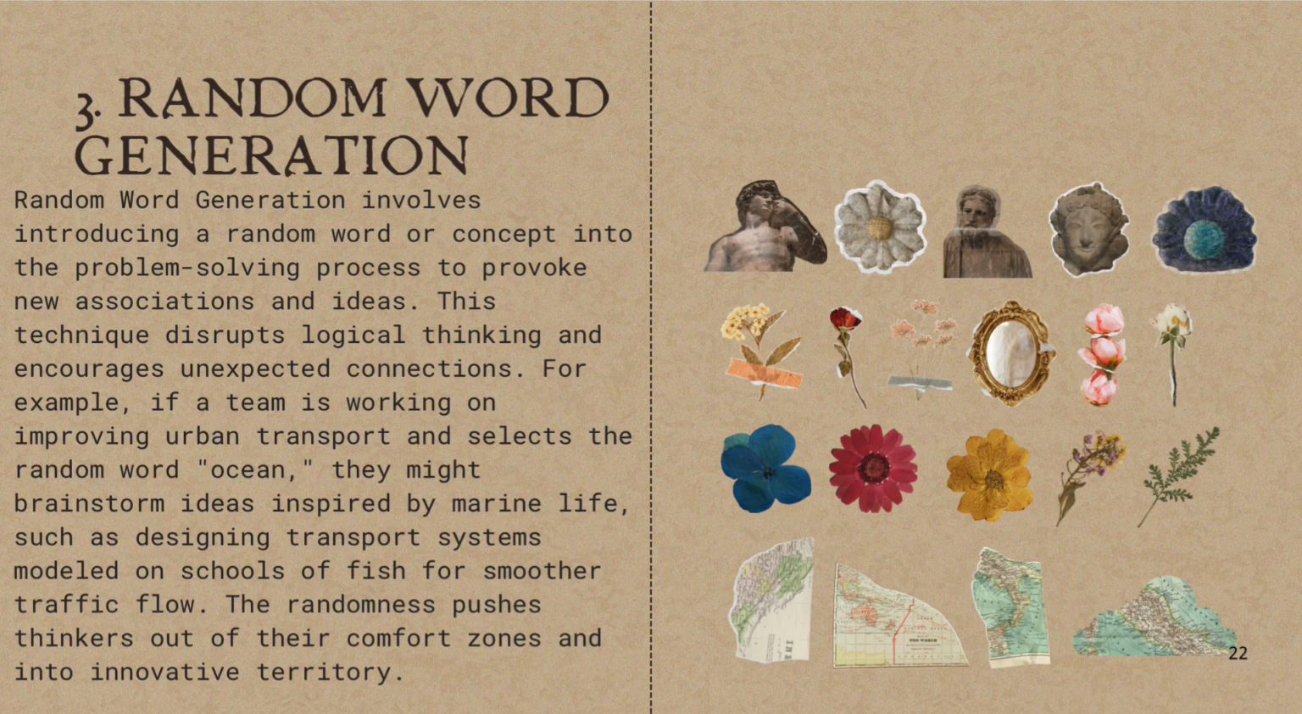Third, random word generation. Random word generation involves introducing a random word or concept into the problem-solving process to provoke new associations and ideas. This technique disrupts logical thinking and encourages unexpected connections. For example, if a team is working on improving urban transport and selects the random word ocean, they might brainstorm ideas inspired by marine life, such as designing transport systems modeled on schools of fish for smoother traffic flow. The randomness pushes thinkers out of their comfort zones and into innovative territory.